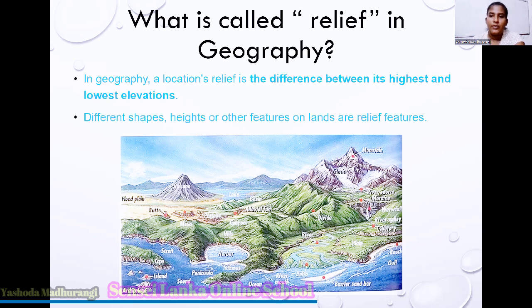So what is called relief? In geography, what is called relief? Look at this picture and try to understand. Look at the words there. Mountain, lake, floodplain, strait, island, cape, isthmus, harbor, peninsula, river, river mouth, delta. These are the relief features.